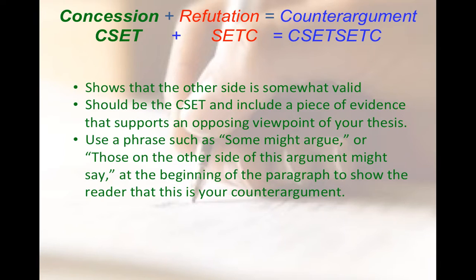As previously mentioned, the concession should be a C-set paragraph and include a piece of evidence that supports an opposing viewpoint of your thesis. Use a phrase such as "some might argue" or "those on the other side of this argument might say" at the beginning of the paragraph to show the reader that this is your counterargument.